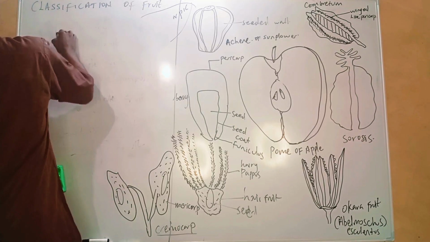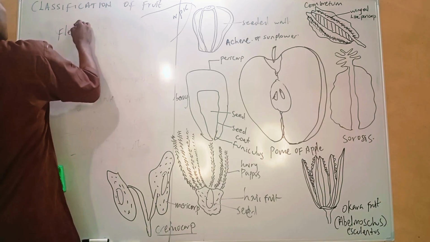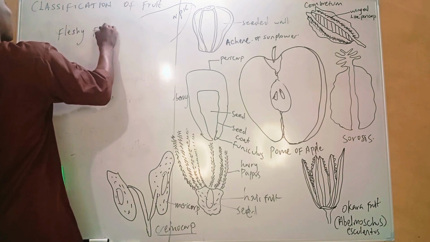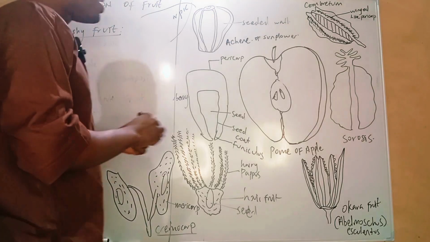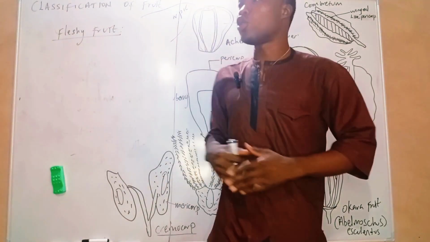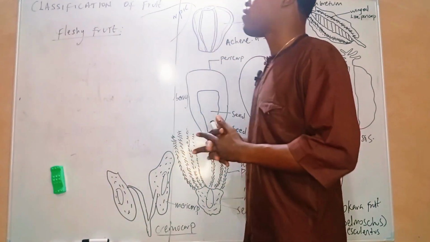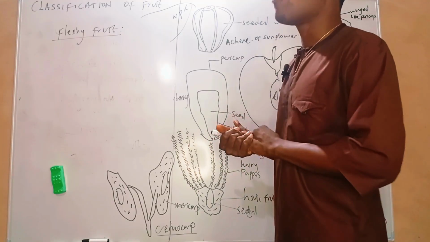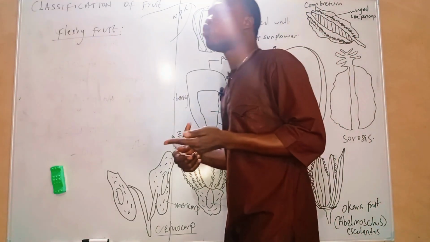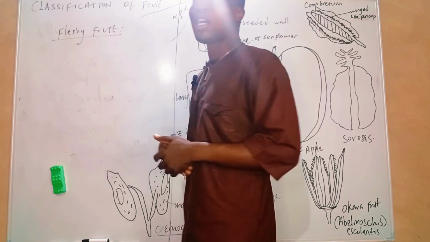Now, fleshy fruit and dry fruit is a classification of fruits based on their fruit wall. The ovary has a wall. When the ovary becomes mature after fertilization, it gives us a fruit. So the ovary wall is what results in the fruit wall. The fruit wall is referred to as the pericarp.